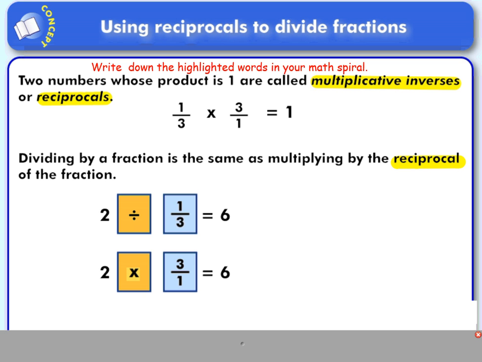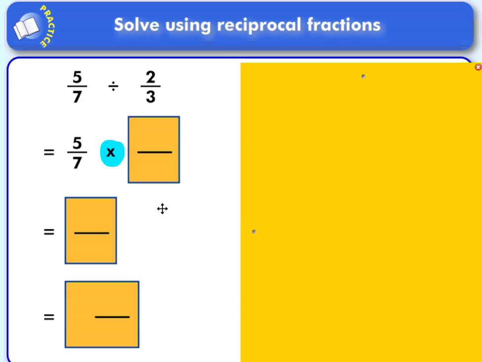So let's try this out. Here's an example. First step would be to rewrite this division problem as a multiplication problem. So our first fraction stays exactly the same. 5/7 is still 5/7. We change the division to multiplication, and then we flip that second fraction to find its reciprocal or its multiplicative inverse. So that would be 3 over 2. Once we have that, we check that we can cross cancel, which we can't in this case, and we multiply straight across, getting 15 over 14, and then simplifying that to 1 and 1/14.